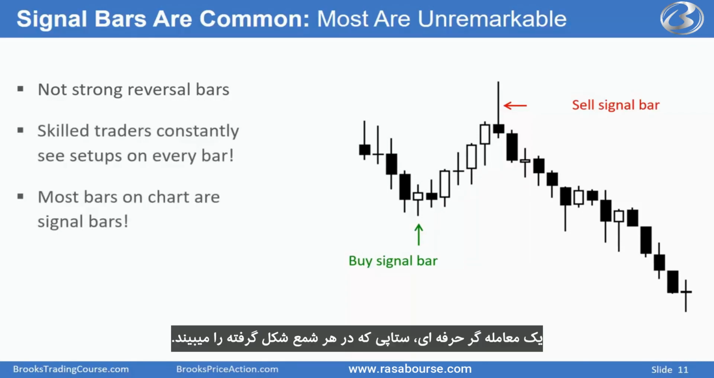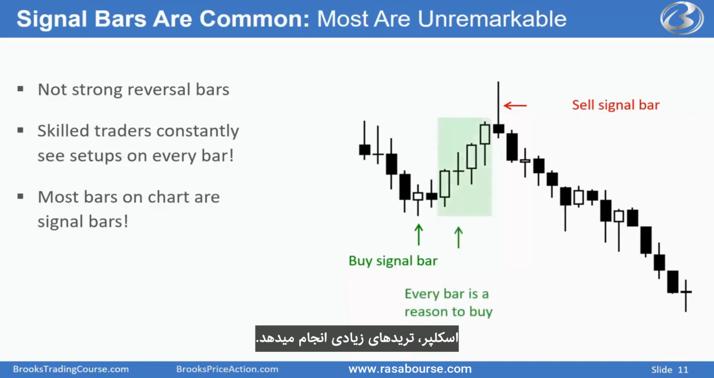A good trader, an experienced trader, is going to see setups on every bar, and therefore every bar on the chart is signaling something. You don't have to trade on every bar of the chart, but every bar is telling you something, and a scalper will take lots of trades. He might buy this close, buy that close, buy this close. Every bar is signaling a buy.